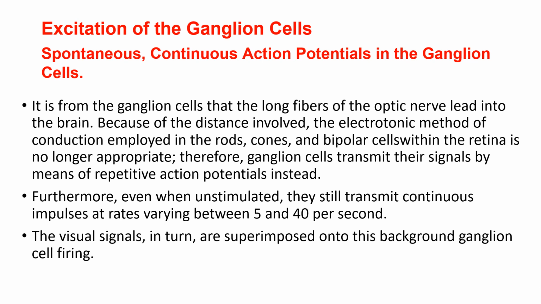Furthermore, even when unstimulated, they still transmit continuous impulses at rates varying between 5 and 40 per second. The visual signals, in turn, are superimposed onto this background ganglion cell firing.